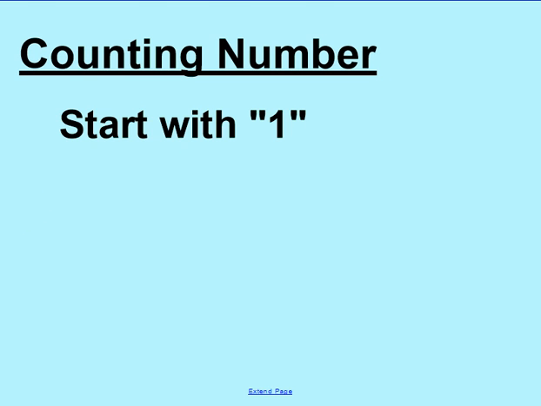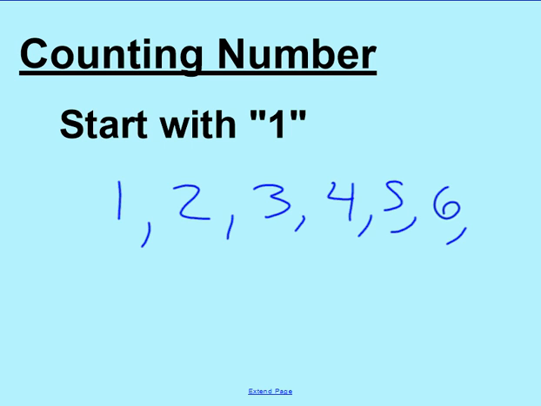So, counting numbers, they start with 1. It's not brain science. We just start with 1 and we move on from there. So, counting numbers 1, 2, 3, 4, 5, 6, and so on.